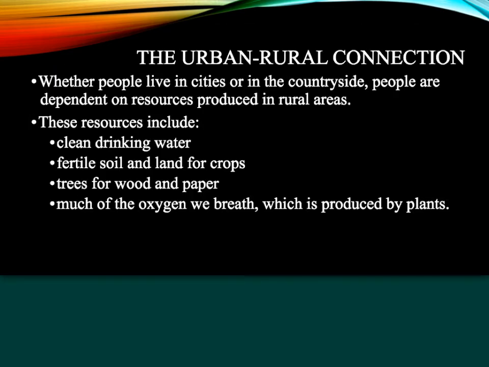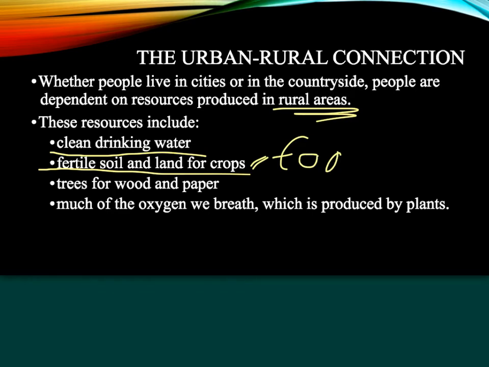Now, whether we live in a city or whether we live out in farm country, we need stuff produced in rural areas. All right? That's where our clean drinking water comes from. The water for the city of Rochester comes from Hemlock Lake, one of the Finger Lakes, a very rural area. There is not a whole lot of housing and industry there. It gets pumped in. Soil and cropland. All right, crops. Crops equals food. This comes from the rural areas.